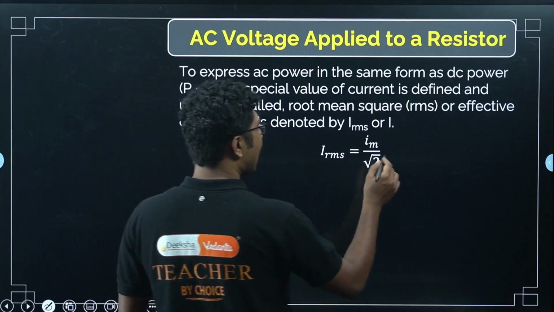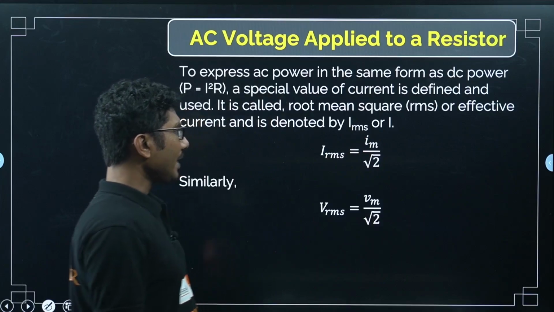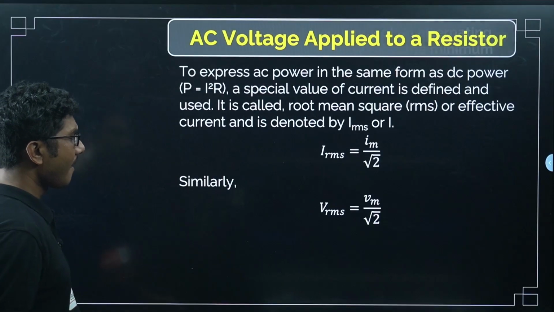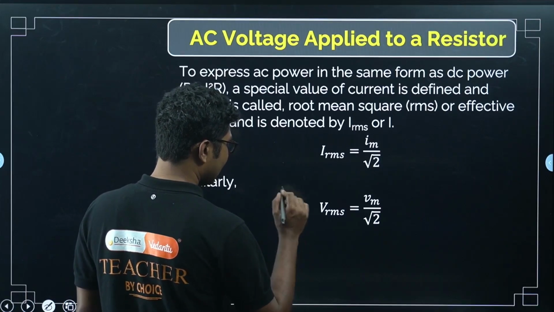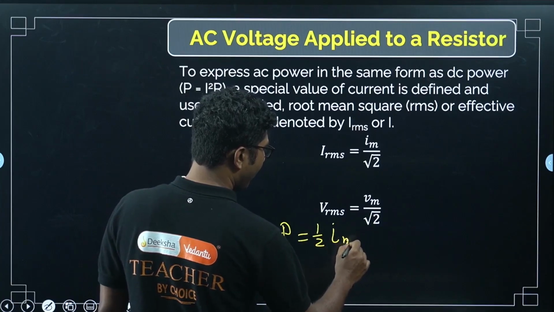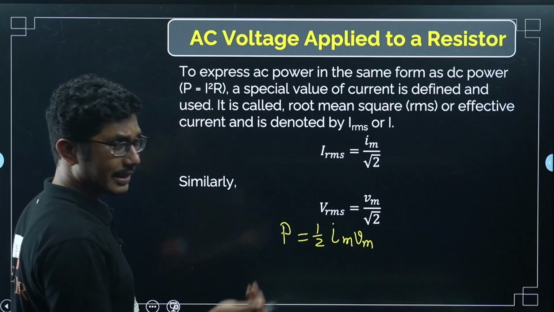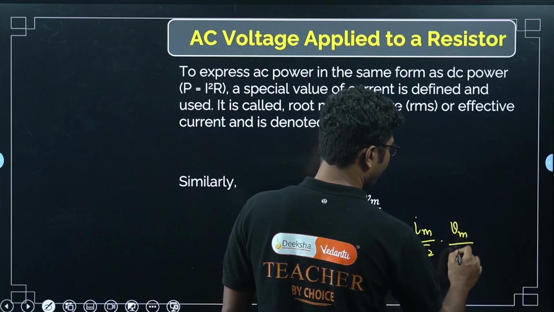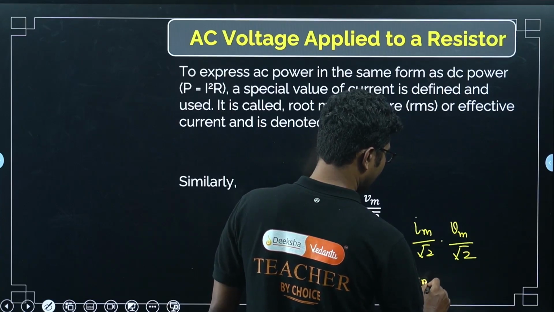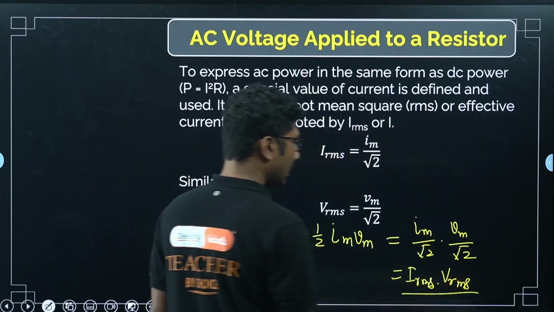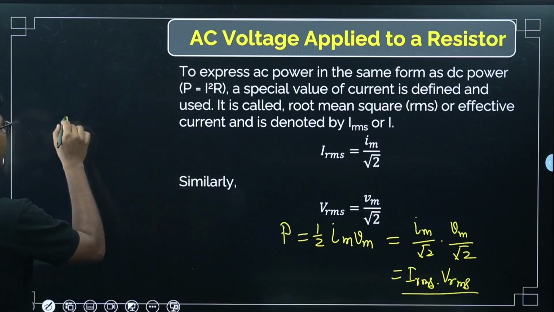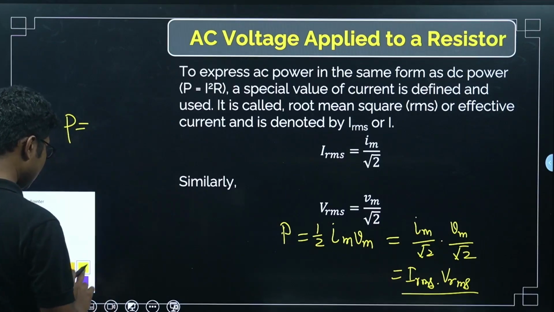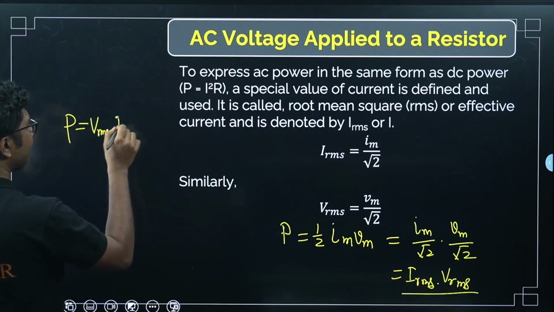So RMS current is given by Im divided by root 2, and VRMS is defined as Vm by root 2. Now why is this done? We know that the average power was half Im Vm, or Im square R, or we can write this as Im by root 2 times Vm by root 2, or as IRMS VRMS. So basically we can use the formula P is equal to VI, not "vitamin" without the T. This is still applicable in this case as well. The only thing you need to remember is that instead of the normal values, it will be IRMS and VRMS.